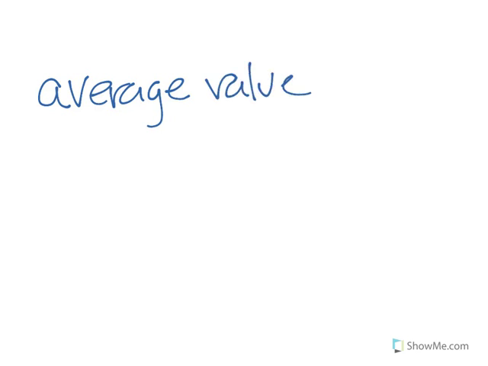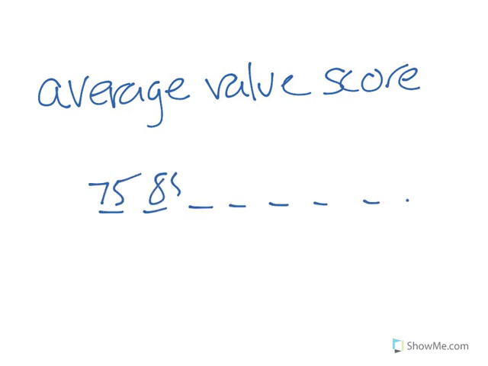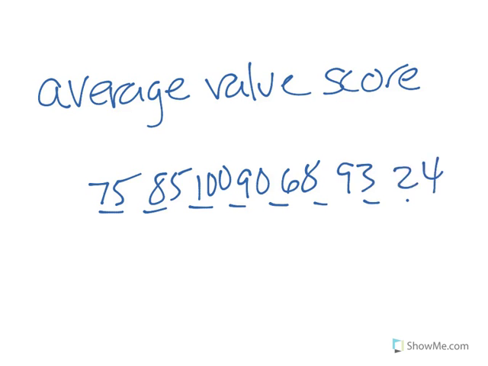I'm going to turn the page for a second here. Let's say that we wanted to look at Josh's average value or average score in a class. How do we find his average score in a class? Well, what we would do is we'd line up all his tests, line them all up. 90, 68, 93, 23, 24. Not a good one there, Josh.